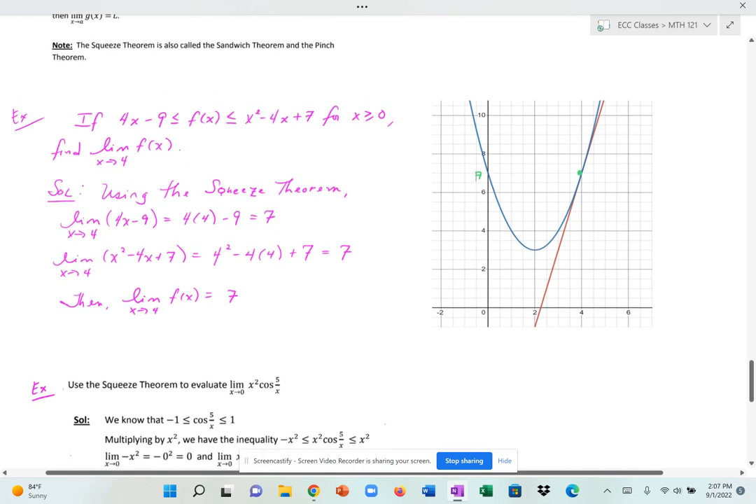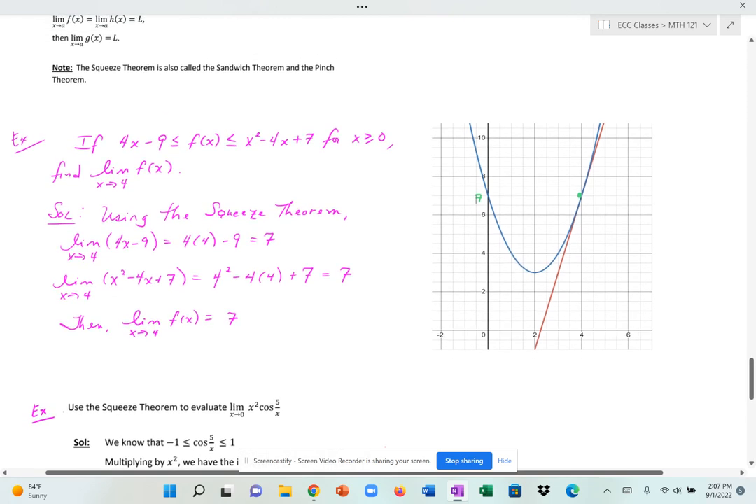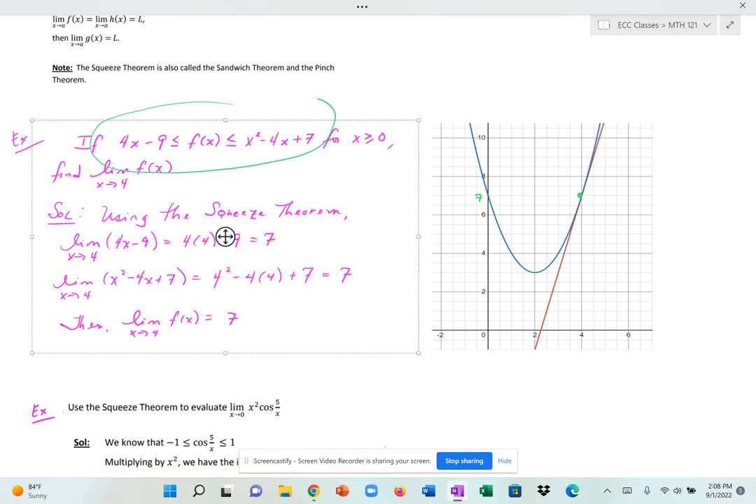Okay, here's another one. It says use the squeeze theorem to evaluate the limit as x approaches 0 of x squared over cosine of 5 over x. So this time I didn't give you a nice inequality the way I did in this example. So we're going to have to come up with one based on what we know about trigonometry.